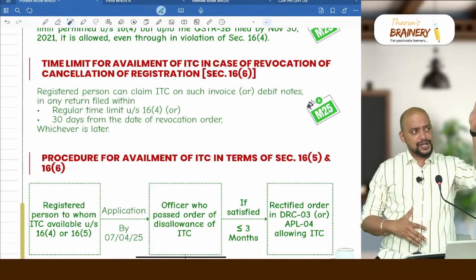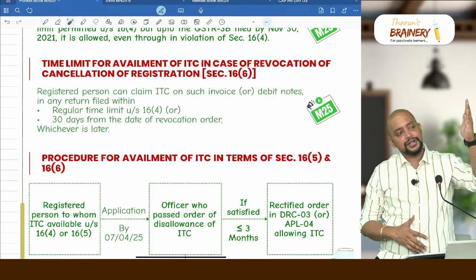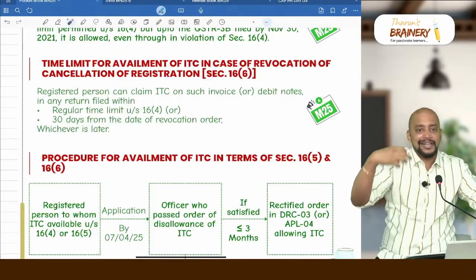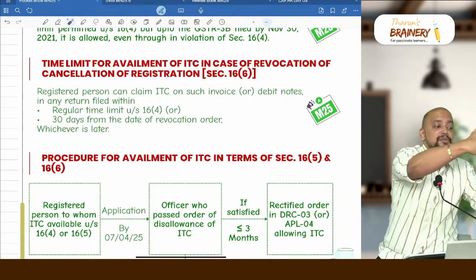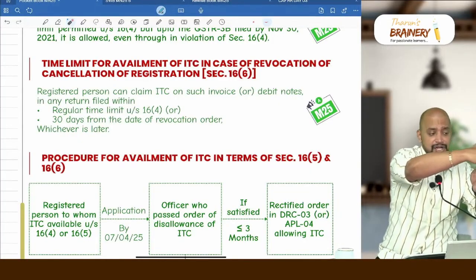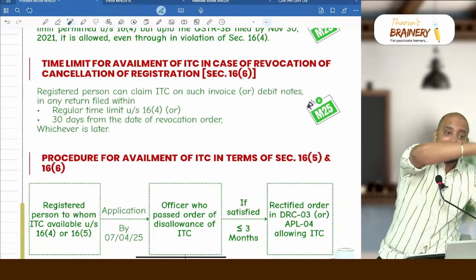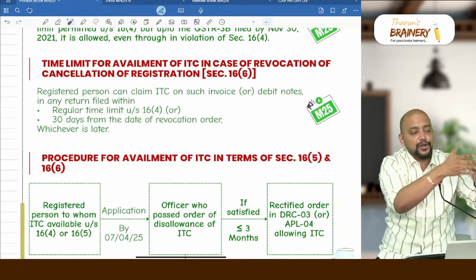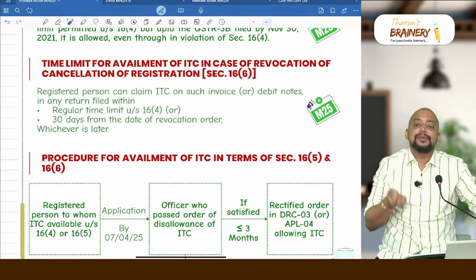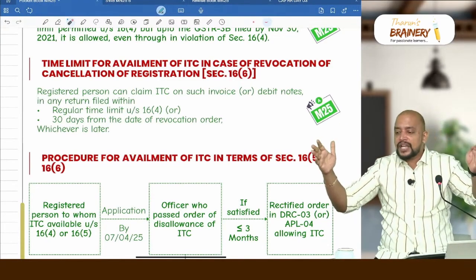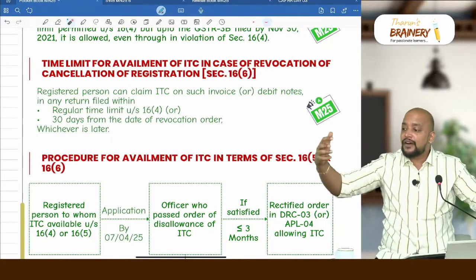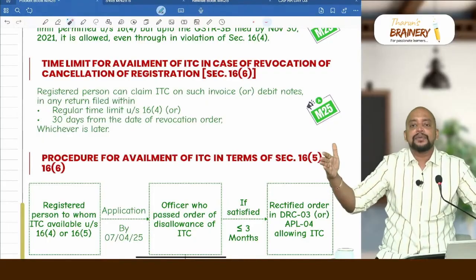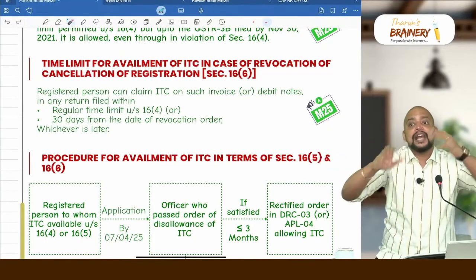Now what happened: my registration got cancelled. When my registration got cancelled, I cannot file the return. As I cannot file the return, I could not take the ITC, but I was eligible to take ITC before the date of cancellation of registration. I had some inward supplies. I can take the ITC, but I missed taking it, and now I want to take it, but I cannot because my registration is cancelled. So I made an application for revocation, and say there was a 3 months window. After 3 months, they revoked my cancellation. So they have given a revocation order. Now in these 3 months I could not take ITC and the time limit got expired.